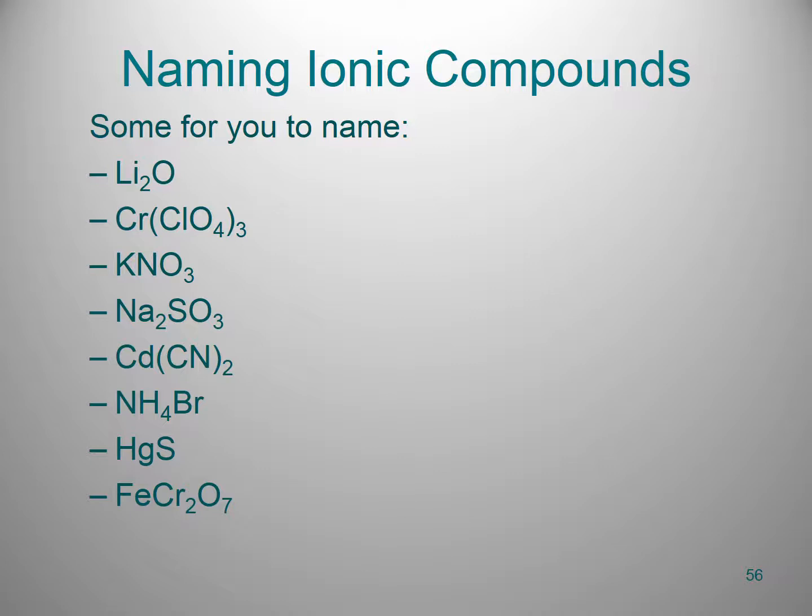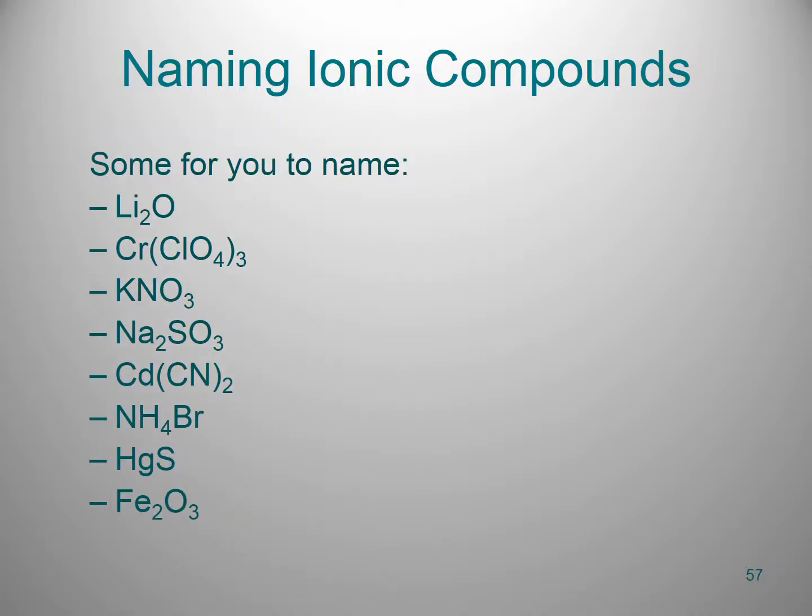All right, before you listen to any more, you might want to stop the video and name some of these for yourself, and then turn it back on and I'll talk through them. So Li2O: since lithium is not a transition metal, it doesn't need a Roman numeral, so it would just be lithium oxide.